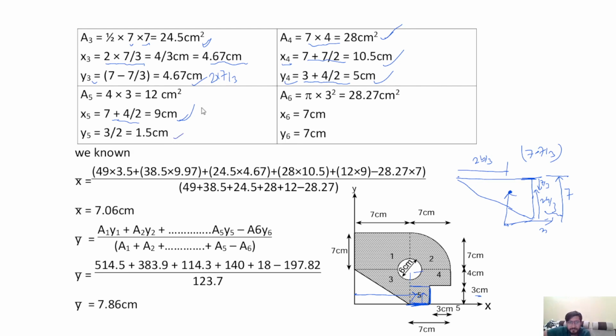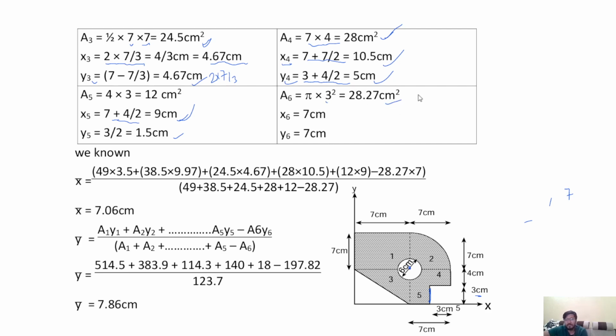And at last, the area of this circle is equal to pi r square. The radius of this circle is 3, so pi r square is equal to 28.27 centimeter square, and the centroid of this circle, means the distance from the reference y-axis to the centroid of this circle, is equal to 7 centimeter, and the centroidal y distance y6 is equal to 7 centimeter, which is given by the dimension of this figure.